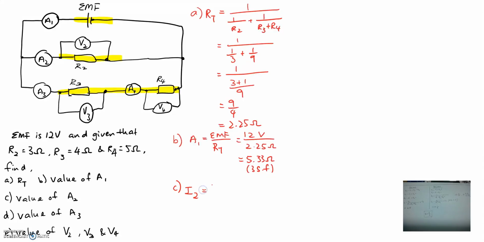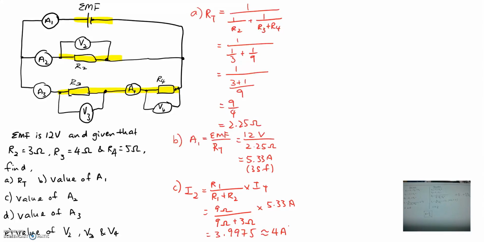I2 equals R1 over R1 plus R2 times I total. So basically R1 is 9 ohms. So 9 ohms over 9 ohms plus 3 ohms, multiplied by I total, which is 5.33, and we will calculate the answer. We will have about 3.9975, which is approximately 4 amperes.